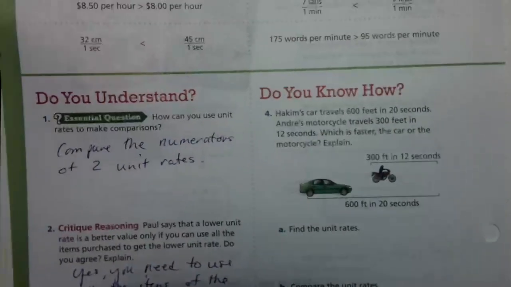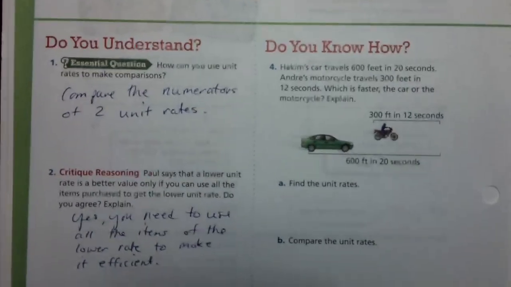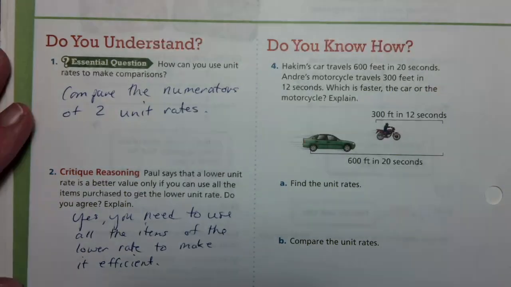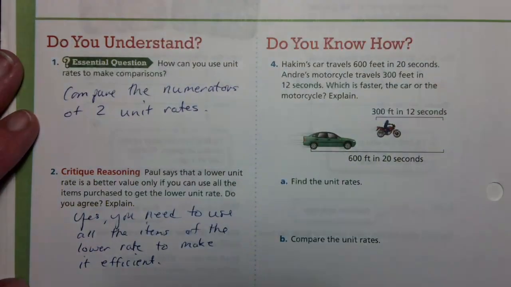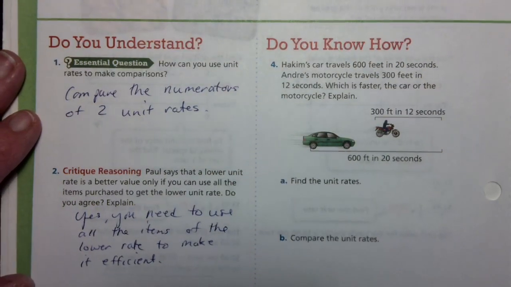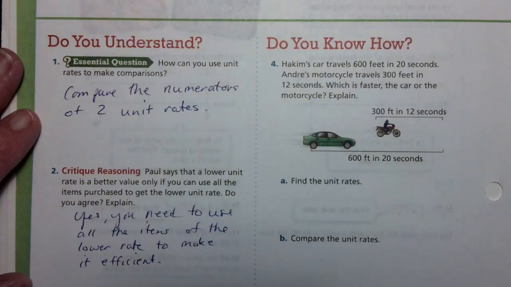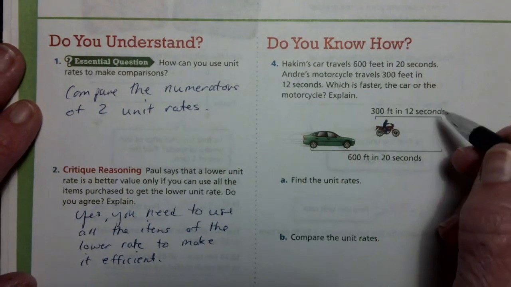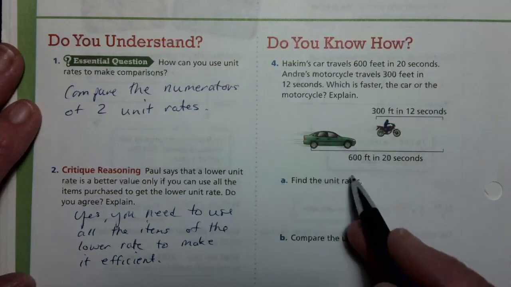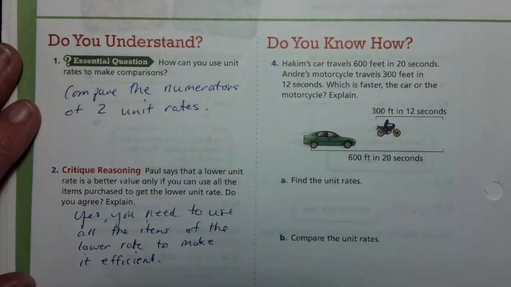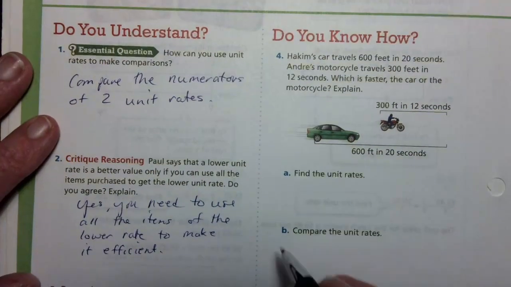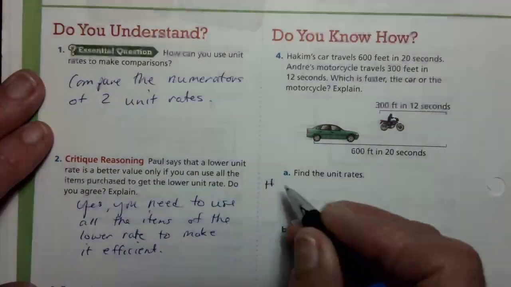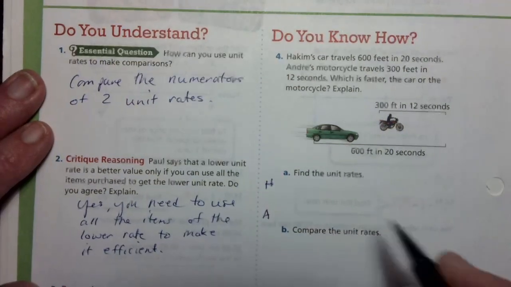All right, do you know how? Hakeem's car travels 600 feet in 20 seconds. Andre's motorcycle travels 300 feet in 12 seconds. Which is faster? So we need to divide. We want to find the unit rates, and then we will compare the unit rates. So let's go find. I'm going to use H for Hakeem and A for Andre.